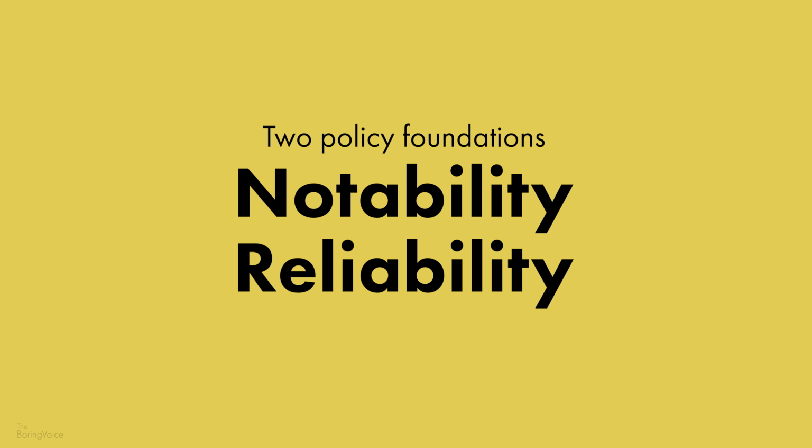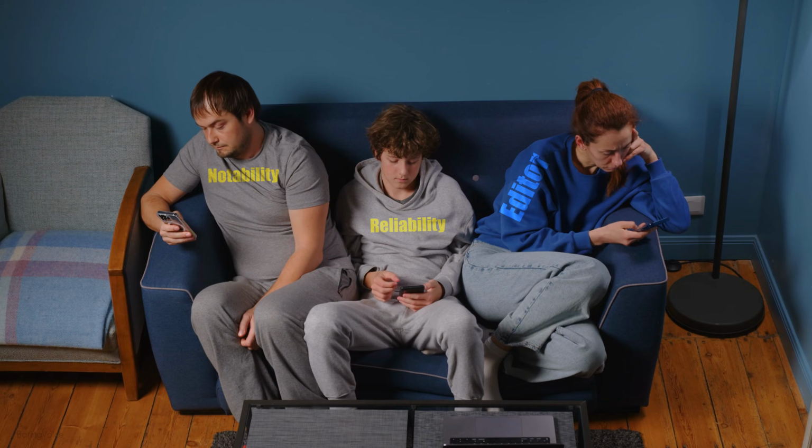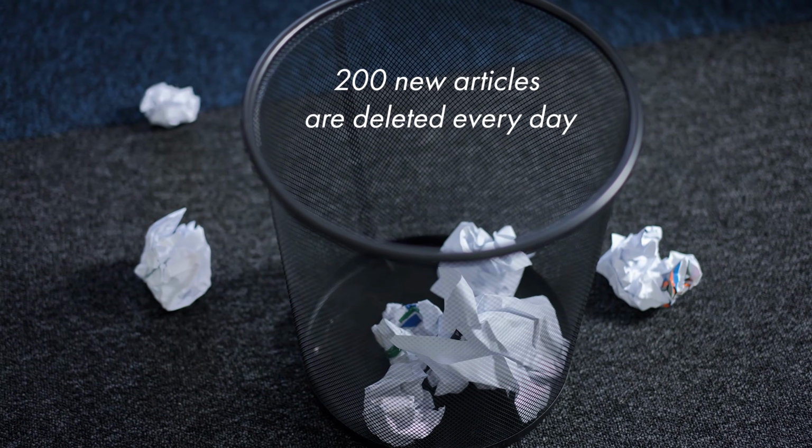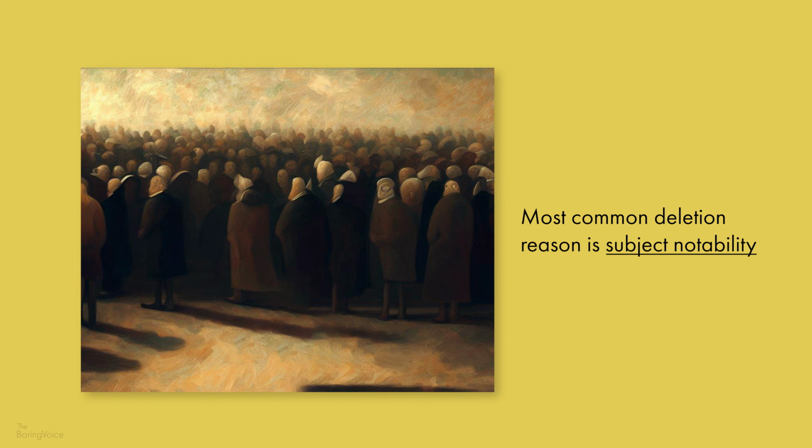To begin, you need to understand two Wikipedia policies, notability and reliability. Many new editors don't take the time to understand notability, and this is where issues often arise. More than 200 articles are deleted from the English Wikipedia every day, mostly because of a lack of notability.